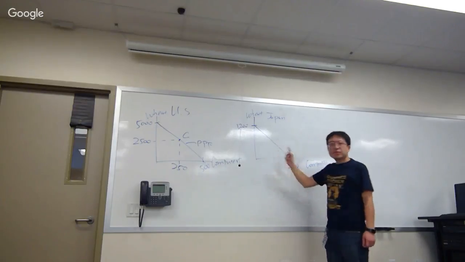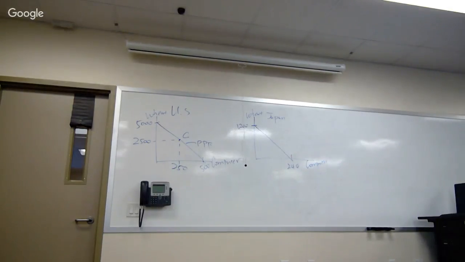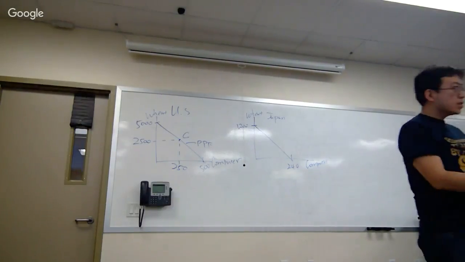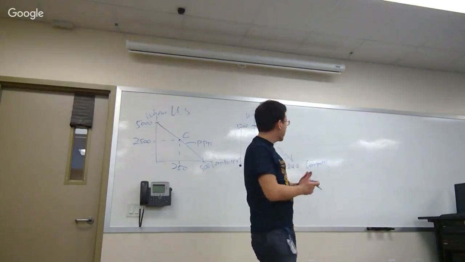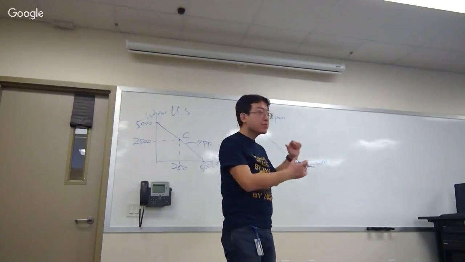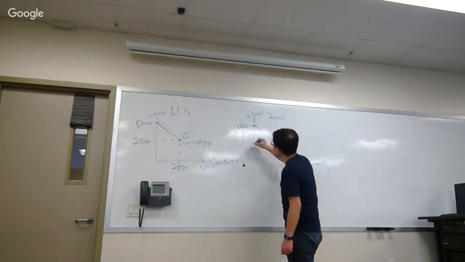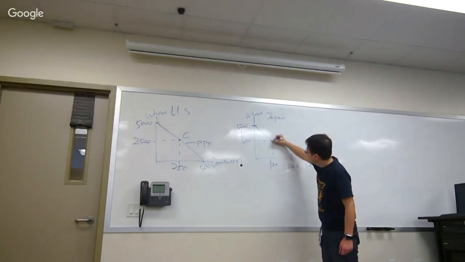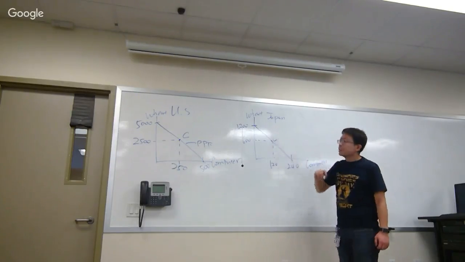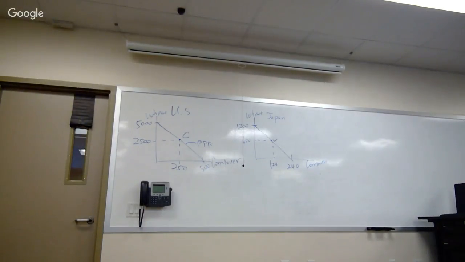That's Japan's PPF. Let's suppose that before they are trading with the US, Japan is also self-sufficient. So they're producing and consuming everything they have, and let's suppose Japan is also doing half and half. We'll draw a midpoint here. So Japan will consume and produce 600 pounds of wheat and 120 computers. Label this point C. That's Japan's consumption point before the trading.